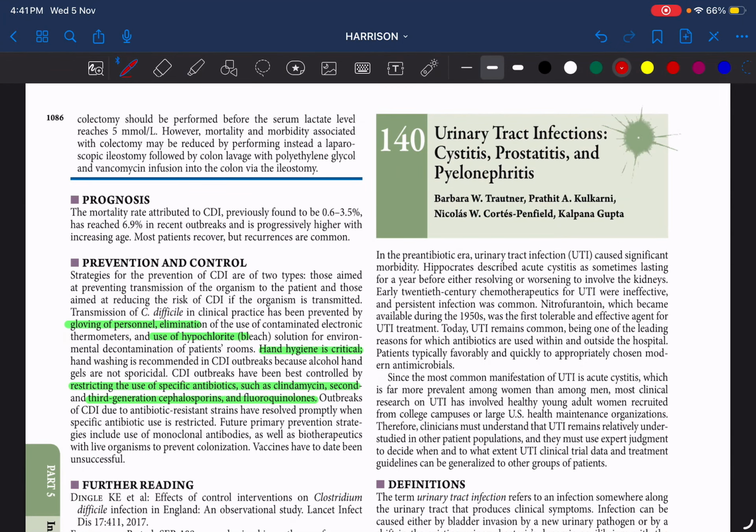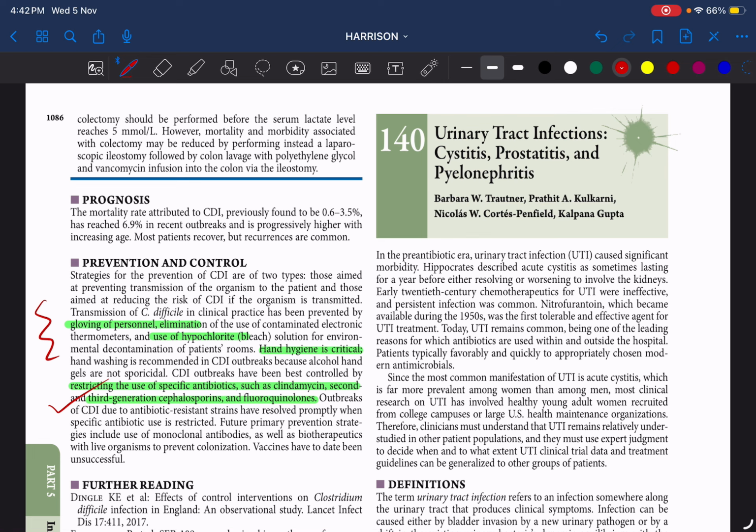Coming to the prognosis, it is good. And remember, prevention and control is very important because hand hygiene is critical. Gloving of personnel, elimination of contaminated electronic thermometers, and use of hypochlorite bleach are all important. We also have to restrict the use of specific antibiotics such as clindamycin, second and third generation cephalosporins and fluoroquinolones, which carry a very high risk of CDI. So with this, I completed the topic Clostridium difficile infection.